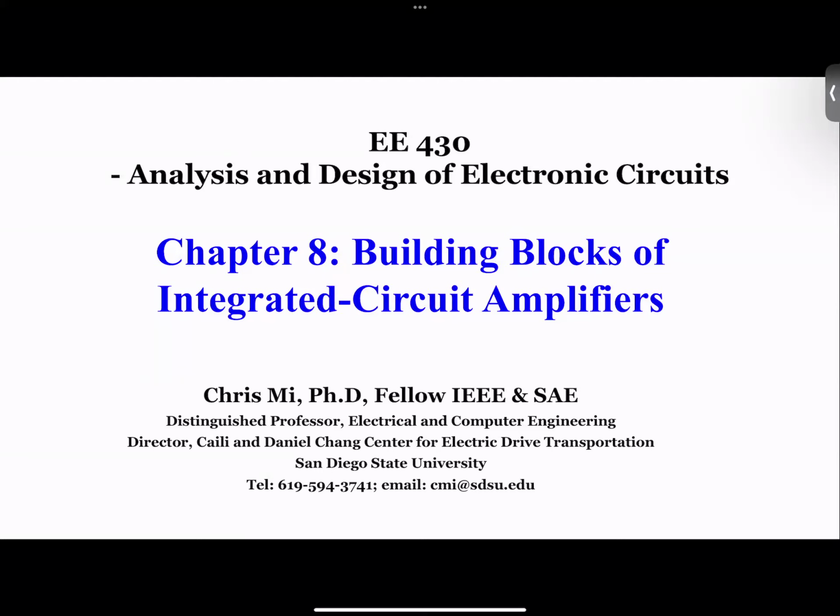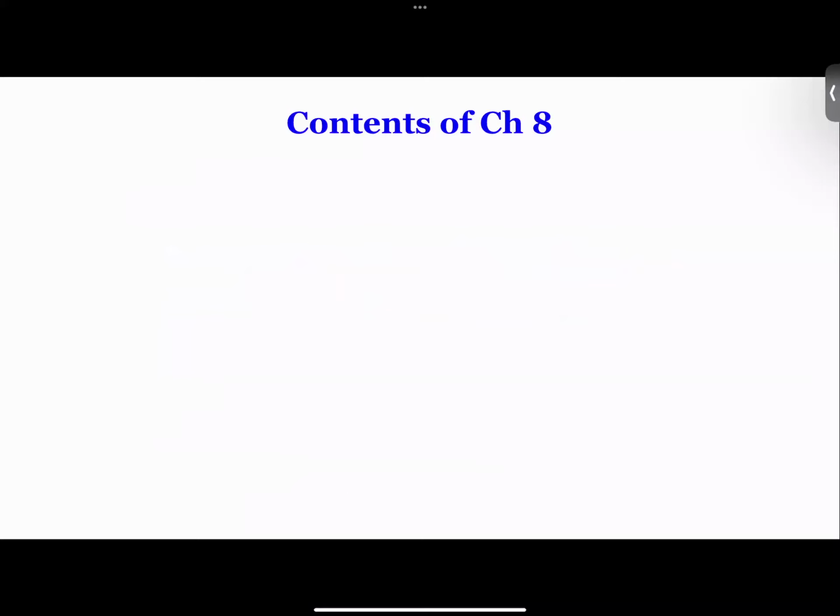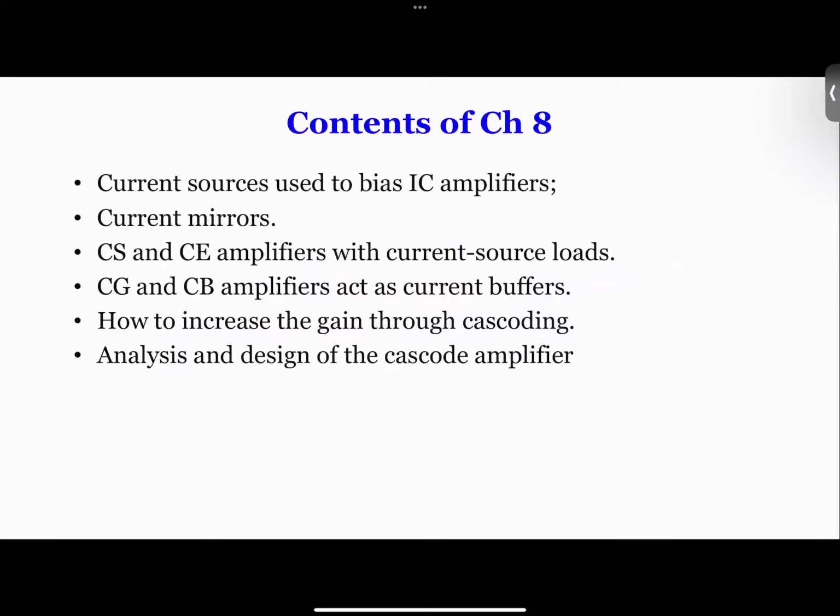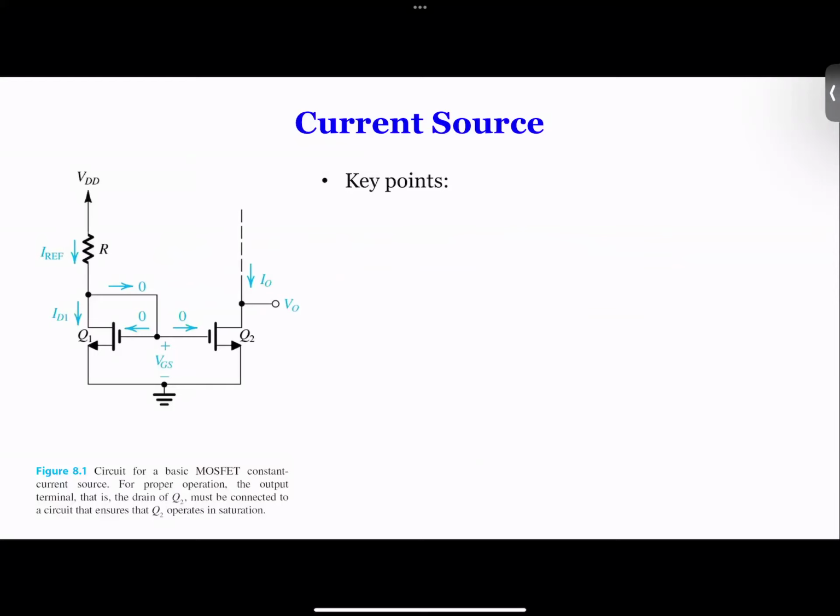So what we do is we have to connect multiple stages. Another reason is we want to eliminate resistors, because building a resistor inside an IC is very difficult. So therefore, we have to construct some basic building blocks to form the fundamental components for an integrated circuit. The first component we learn is a current source.